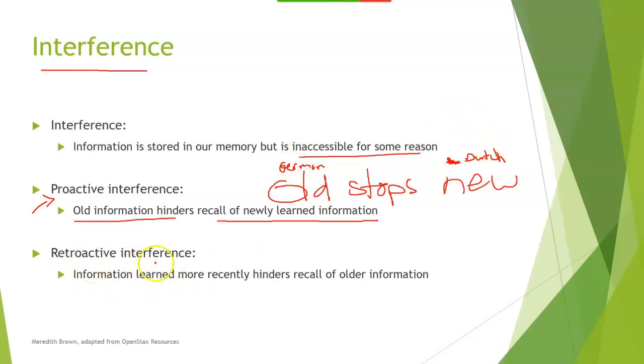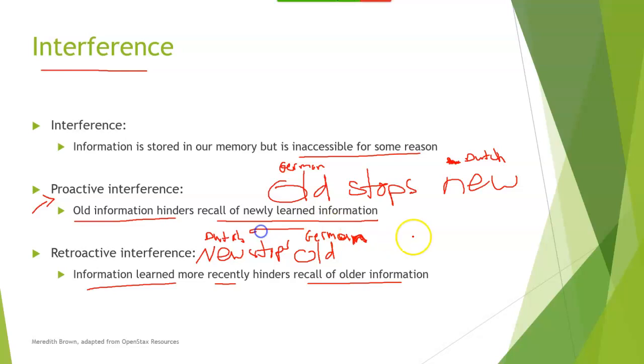So retroactive interference is when information learned more recently hinders recall of old. For example, your new information stops the old. So your Dutch that you're now learning, and then you go home and you're around your German family or your German friends, and you're like, nope, I can't speak it. I've forgotten most of it because my Dutch is getting in the way. I don't even know if they're similar. I don't speak German or Dutch.